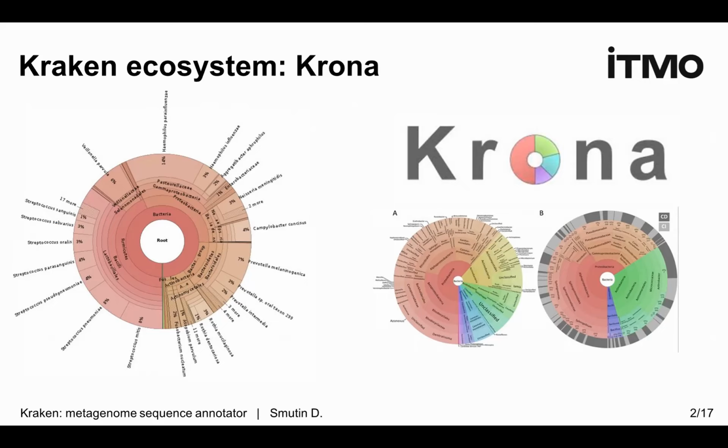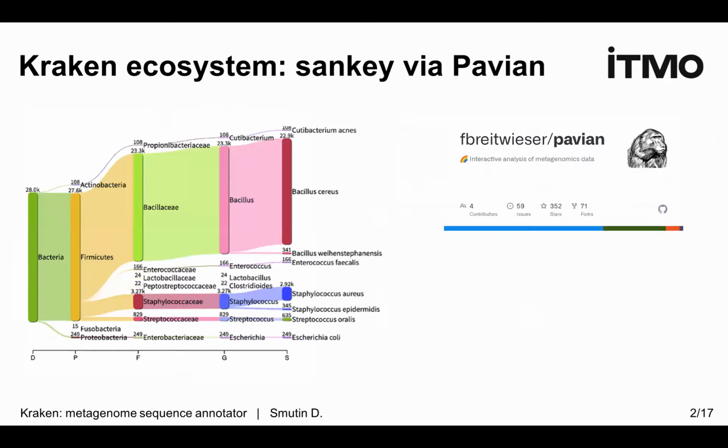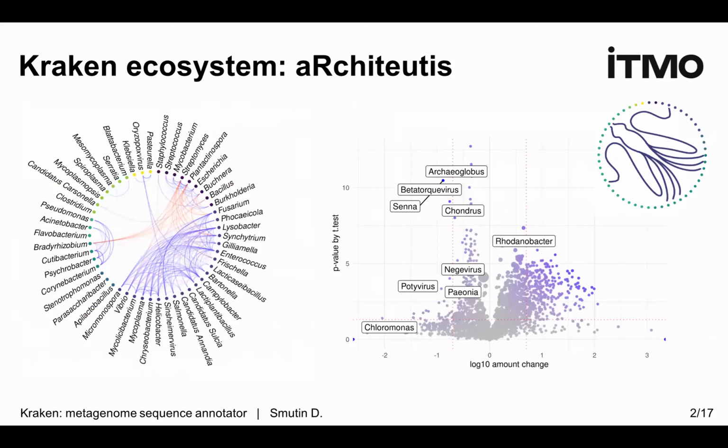So here we can see only bacterial abundance. Another common tool is Pavian, which generates really beautiful reports for Kraken. I myself wrote a tool called Architeuthis, which also describes the data in Kraken reports, but in other ways.